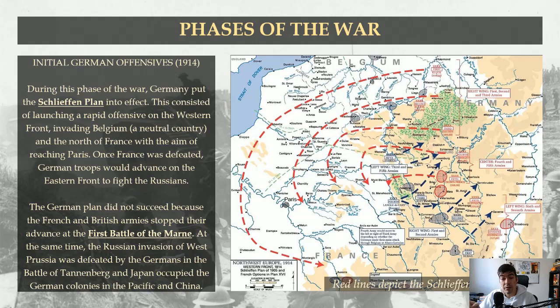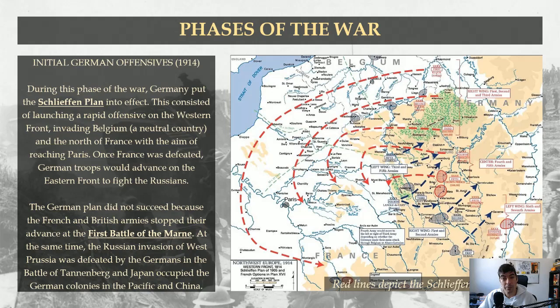This consisted of launching a rapid offensive on the Western Front in the German-French border, invading Belgium here, which was a neutral country and which caused the intervention of Great Britain, and the north of France with the aim of reaching Paris. Why did they take this way? Because most of the French army was here in the French border, in the German border, I mean. And once France was defeated, which was the main enemy, the German troops would advance on the Eastern Front to fight the Russians, which were considered to be weaker.